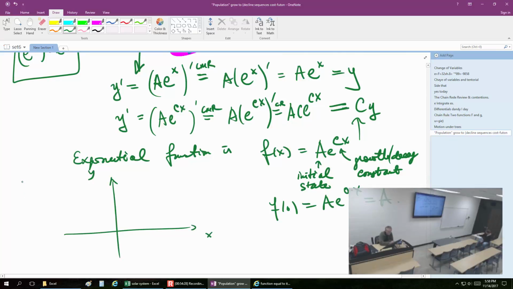Assuming that a is positive, depending on the value of c, we either have growth or decay. So this is c positive. The larger the c is, the faster it's growing. The y-intercept is a, and hypothetically we have c negative. We have a decay, with in either case an asymptote, either on the left or on the right. So this is c negative. Naturally, c equal to 0, you have a constant function.